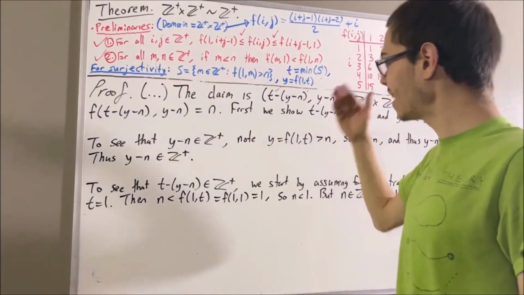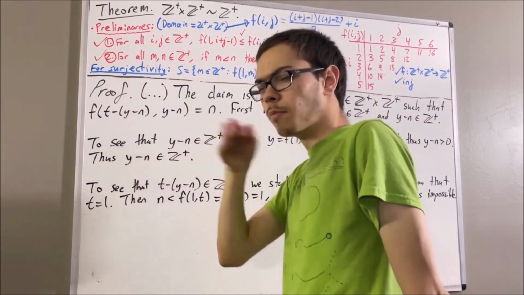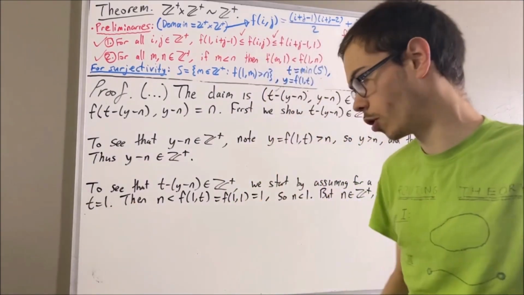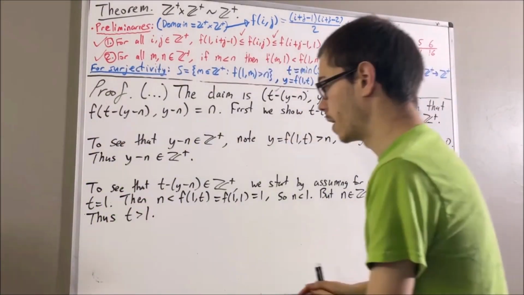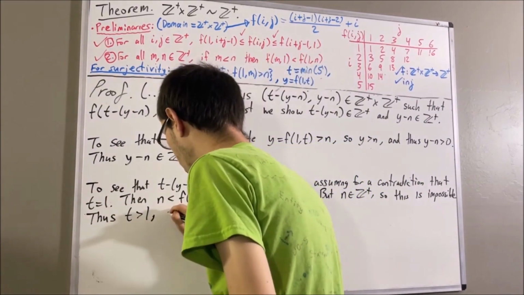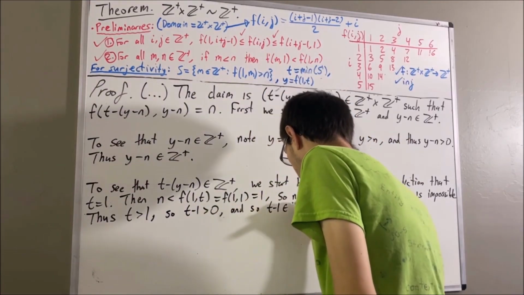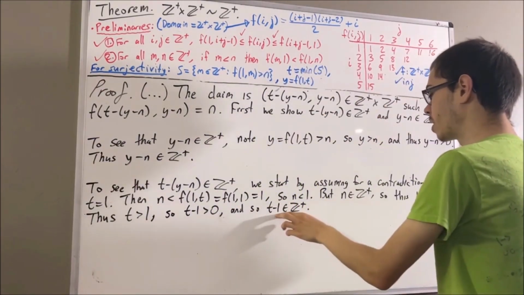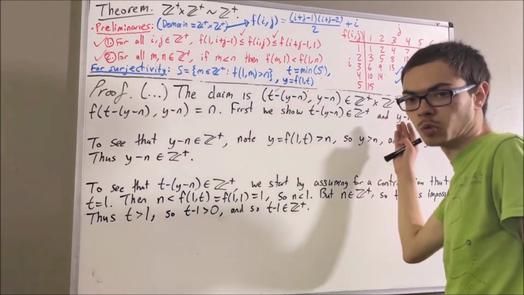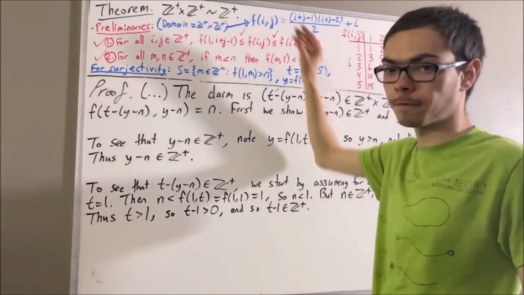Now remember, t is a positive integer, so t is greater than or equal to 1. But we've eliminated the possibility that t is equal to 1, so we must instead have that t is greater than 1. And since t is greater than 1, it follows that t minus 1 is greater than 0. So this implies that t minus 1 is a positive integer. And now that we've shown that t minus 1 is a positive integer, this means that the ordered pair 1 comma t minus 1 is an ordered pair of positive integers. So we can send it into the function f.